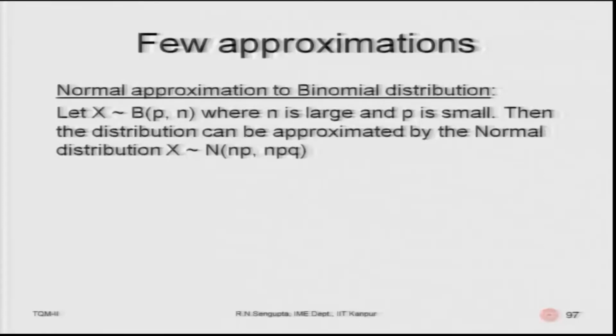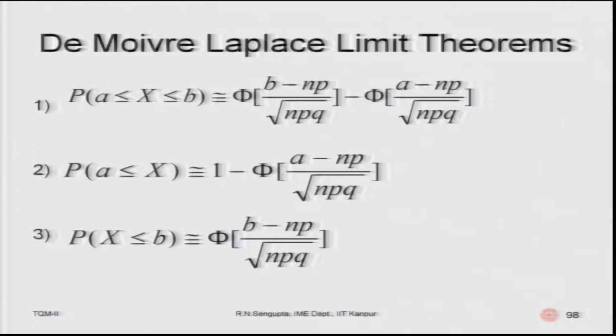Now, the normal approximation to the binomial distribution. Consider x is binomially distributed with parameters p and n. p is the probability of success, q is the probability of failure, such that q is equal to 1 minus p. If n is large and p is small, the distribution can be approximated by the normal distribution with the mean value as np and the variance as npq, and you can convert that into a standard normal and do all your calculations. So, this is what is given here.